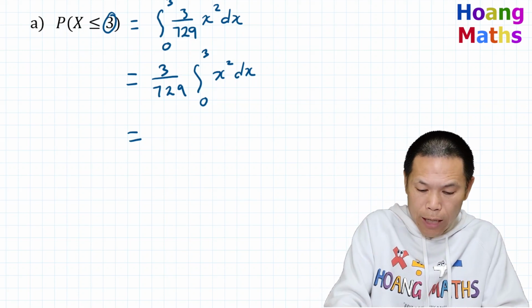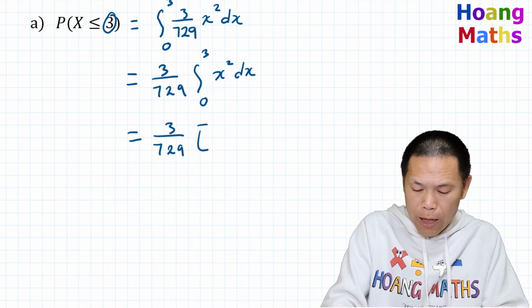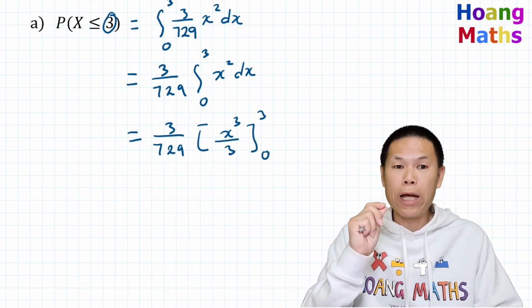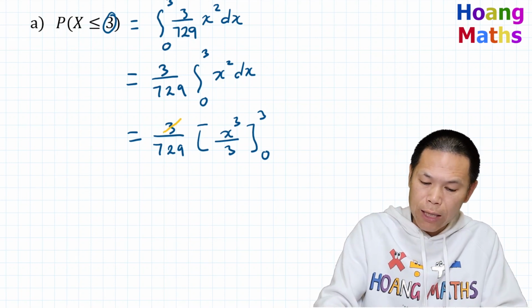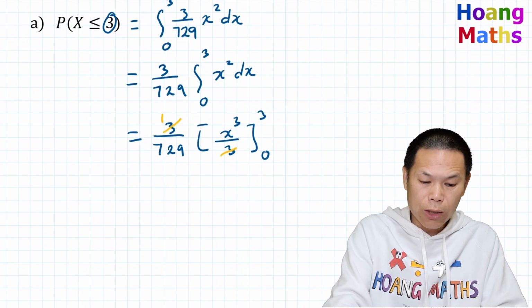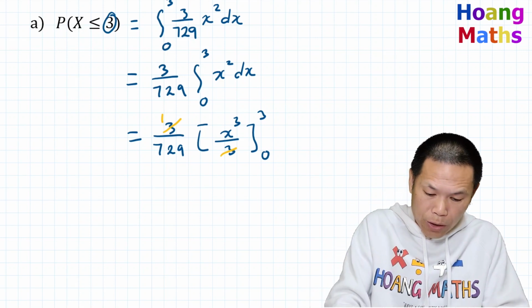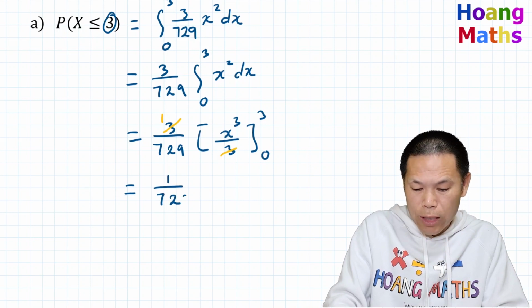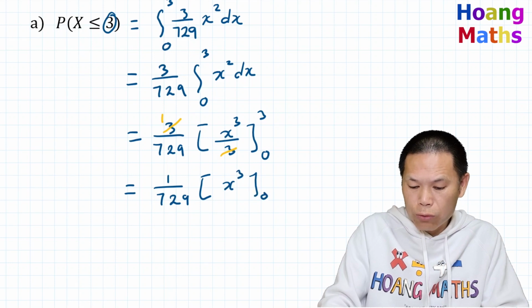So let me just write this out. 3 over 729, and then x to the power 3, and then we divide by 3, from 0 to 3. So what I do, I simplify this first. So this can be simplified like that. Okay, that gives me 1. So that is 1 over 729 and x to the power 3 from 0 to 3.